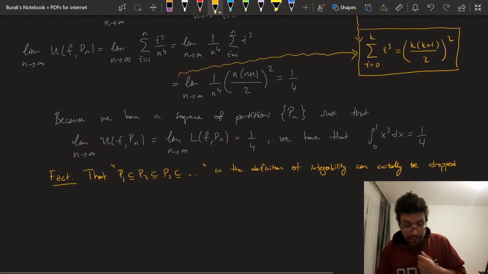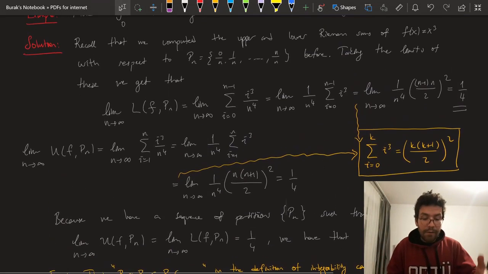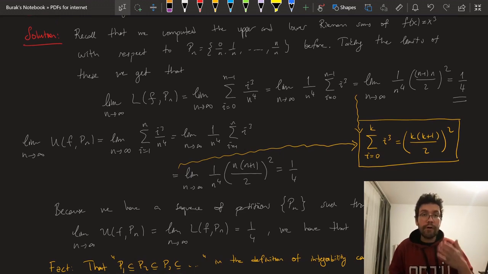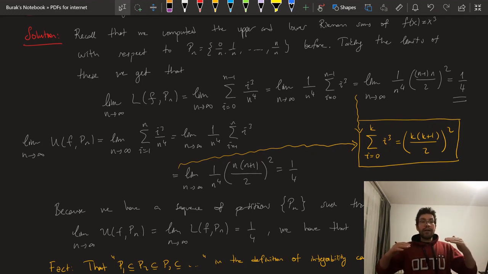So over here, what we did is we computed the upper and lower Riemann sums for f(x) equals x cubed over the interval 0 to 1 for a sequence of partitions. I took the limit of these upper and lower Riemann sums. I got 1 over 4. So now I have a sequence of partitions for which the limit of upper Riemann sums and the limit of lower Riemann sums approach the same number. That number has to be the integral of this function, which is the case.